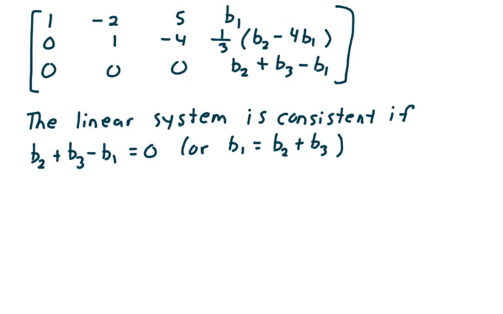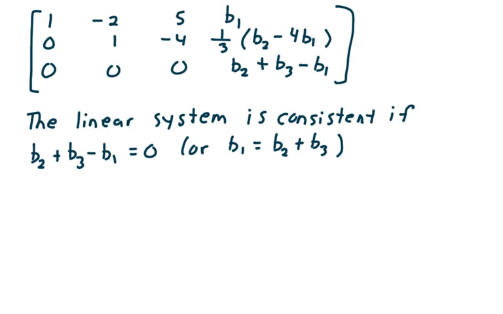Now, the linear system is consistent, which means it has either one solution or infinitely many solutions, if B2 plus B3 minus B1 equals 0. Or, solving for B1, we can say this linear system is consistent if B1 equals B2 plus B3. Now, make sure you're convinced of that.